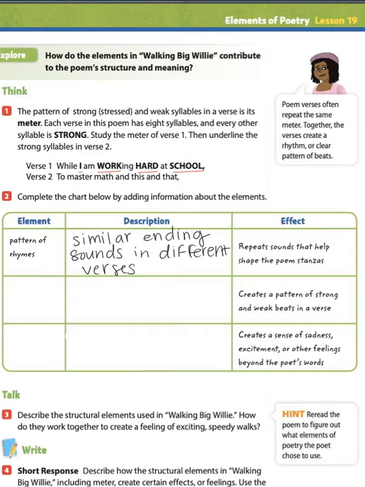So which element creates a pattern of strong and weak beats in a verse? And then describe it. Which element creates a sense of sadness, excitement, or other feelings beyond the poet's words? Name that element and describe that element.